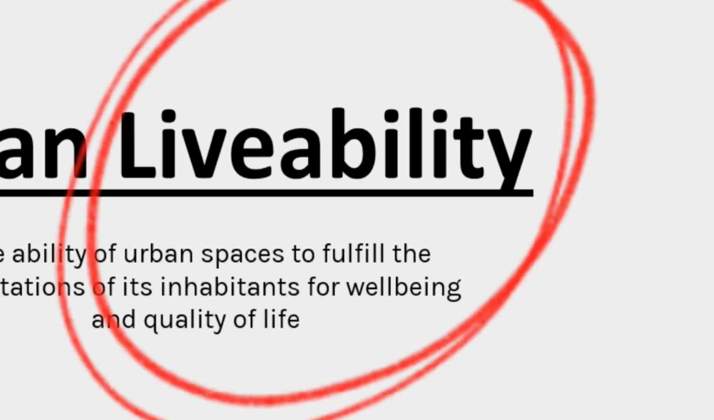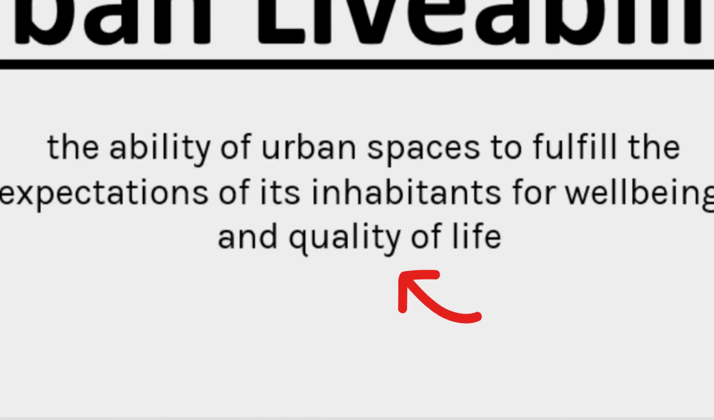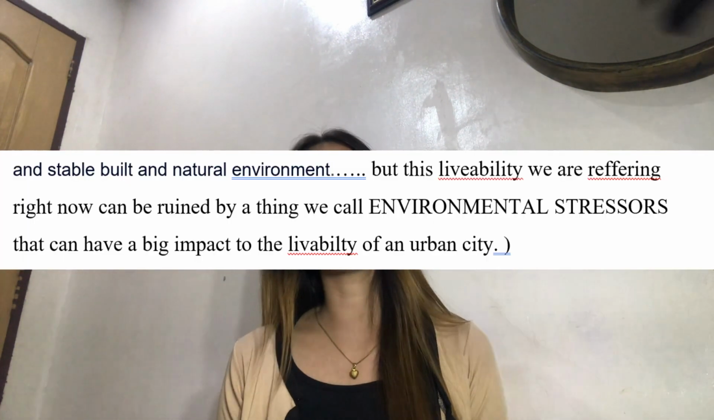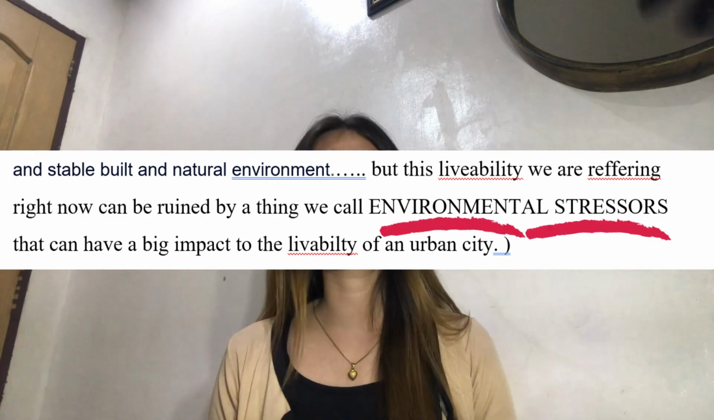Urban livability is measured by quality of life factors such as access to fresh water, food, housing, transport, healthcare, education, and a safe and stable built and natural environment. But this livability we are referring to right now can be ruined by what we call environmental stressors, that can have a big impact on the livability of an urban city.